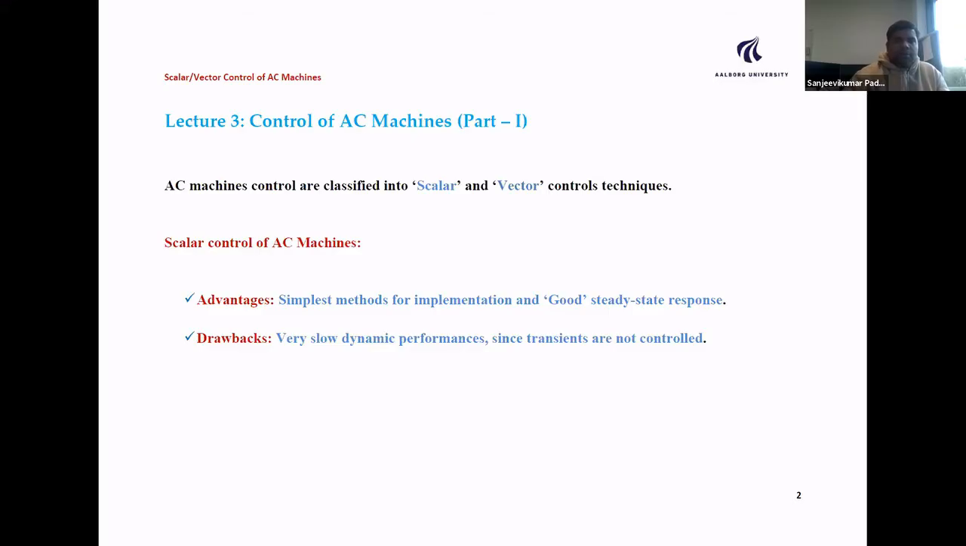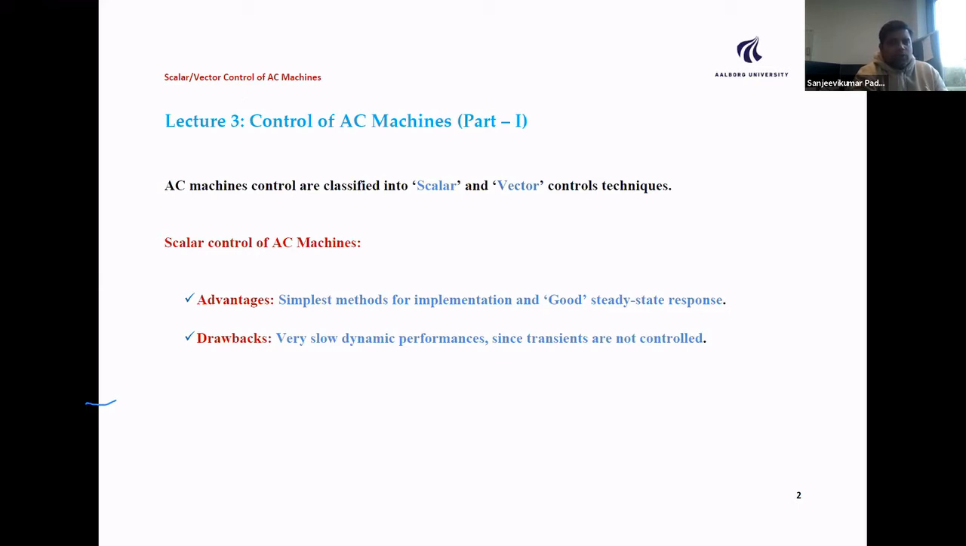Readily available are scalar and vector control. In case of scalar control, from the term you can understand vector and scalar. Vector means you can control two parameters, x and y, which is an imaginary part. Same concept. In case of scalar, it is going to be only magnitude, no direction or frequency. So scalar control is the most simple control where you can have a simple method of implementation and you can get a good steady state response.